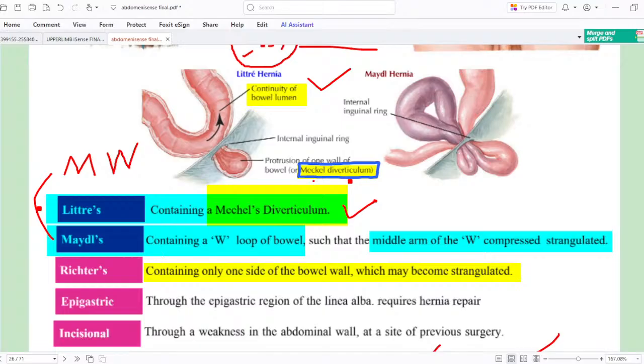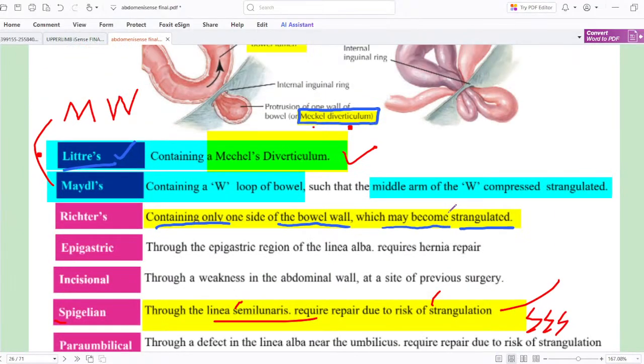So if any hernia content is Meckel's diverticulum, it is called Littre's hernia. If containing only one side of the bowel wall, which may become strangulated, it is called Richter's hernia. You can see all the pictures in Google, but the definition I have to remember: Richter's hernia.